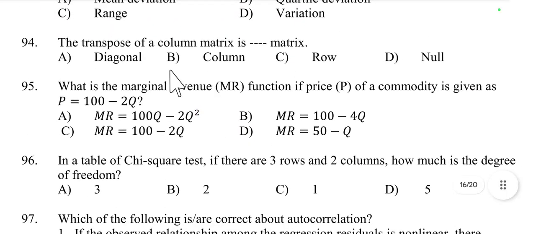Then come to question number 95. What is the marginal revenue function if the price of a commodity is given as P is equal to 100 minus 2Q?